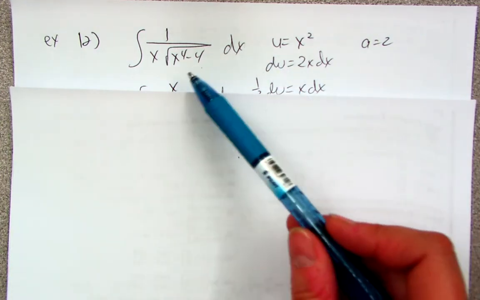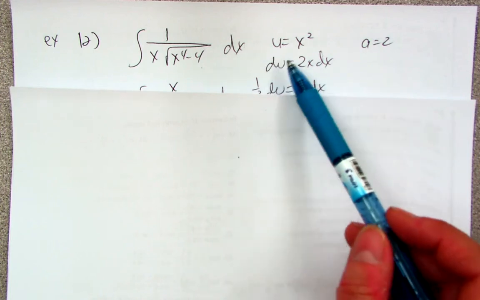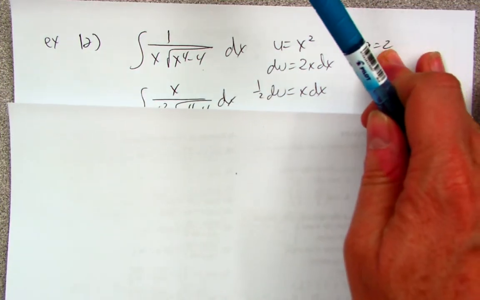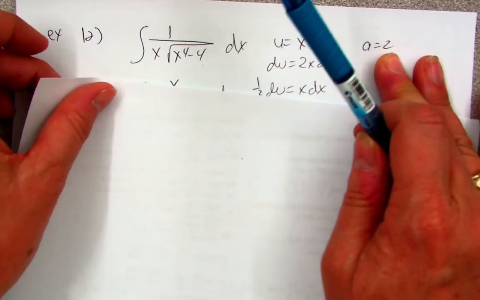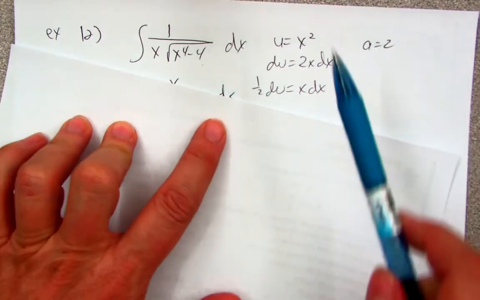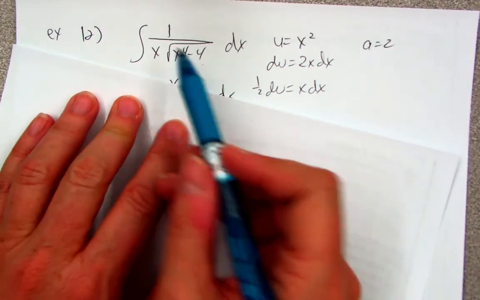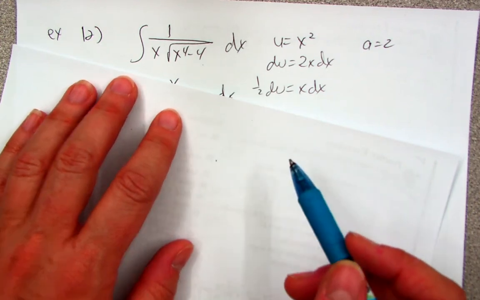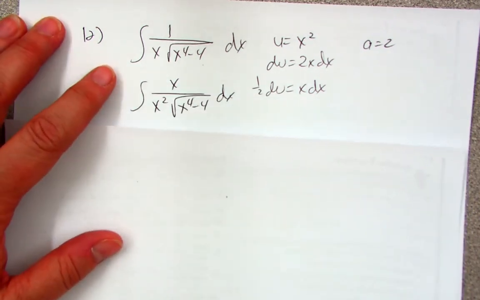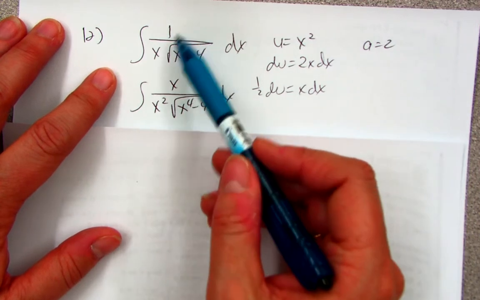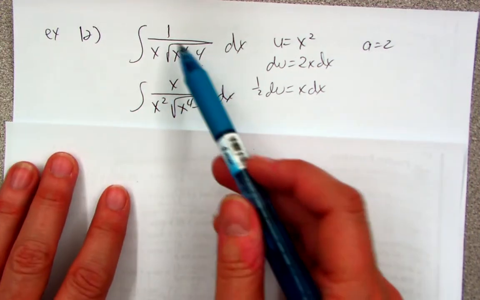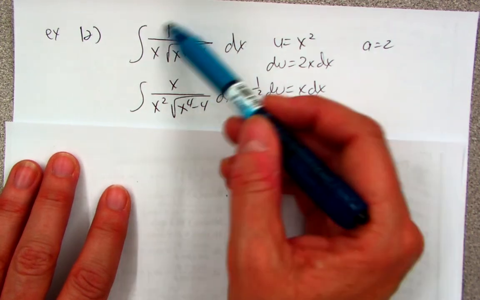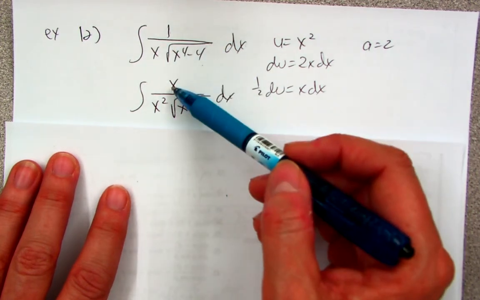I said my u is x squared, my a is 2. So du equals 2x dx. 1/2 du equals x dx. Except my problem is the x is not in the numerator position. That's x times dx. It's not there. What do I do? Well, I force one to be there. I'm going to multiply the top and the bottom by x over x. This is now x, and this is now x squared. That's all I did here. I just multiplied numerator and denominator by x over x.